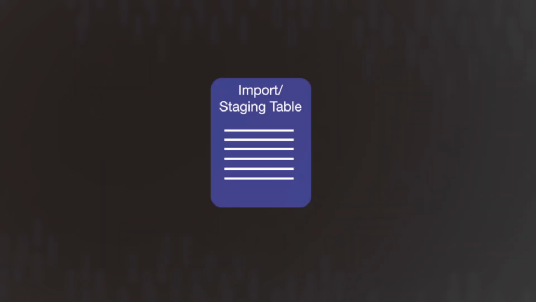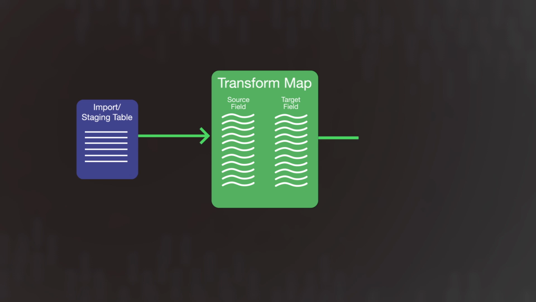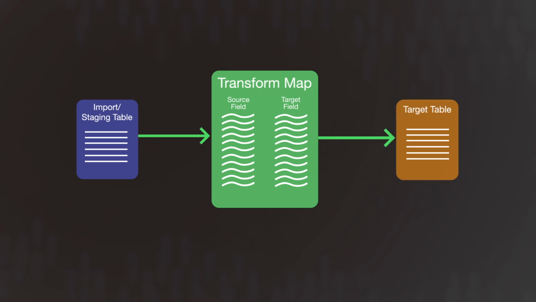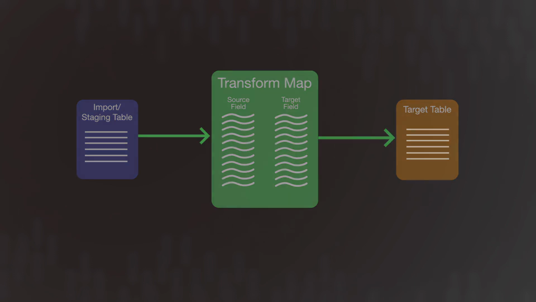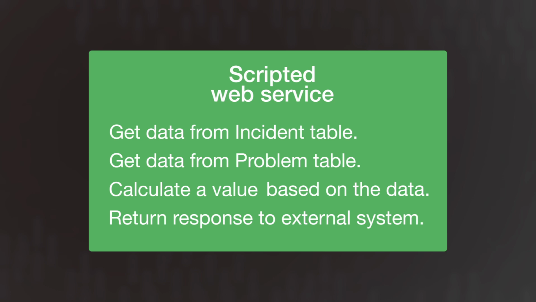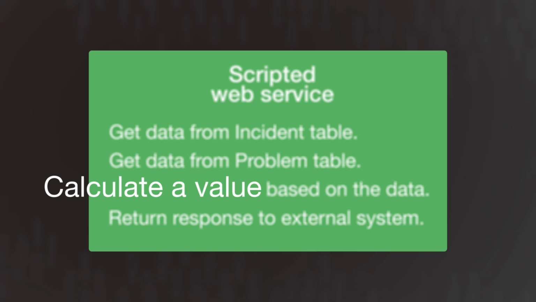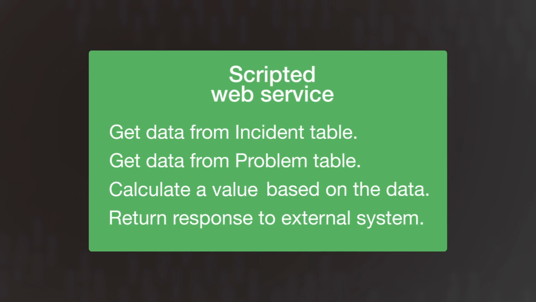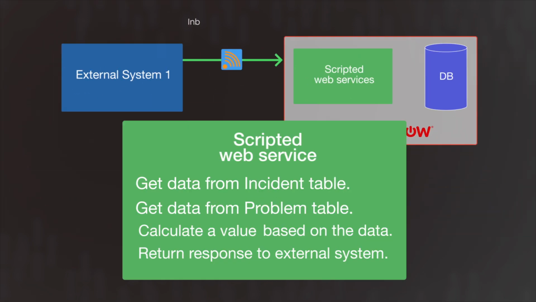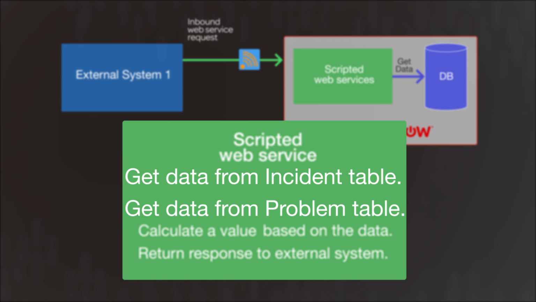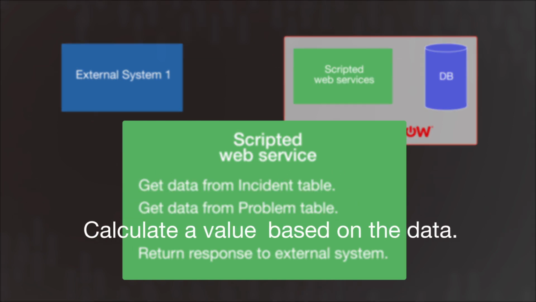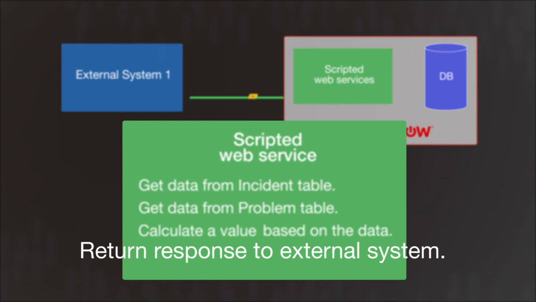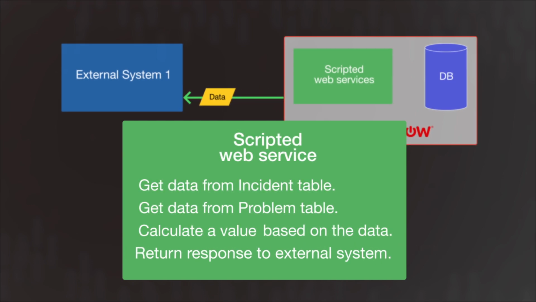Web service import sets interact with an import staging table and a transform map to transform data to a target table in the instance. And scripted web services are developed to meet specific needs. Sometimes these include non-table operations, such as calculations. For example, a script might get data from two different tables, make a calculation, and respond to the external system.